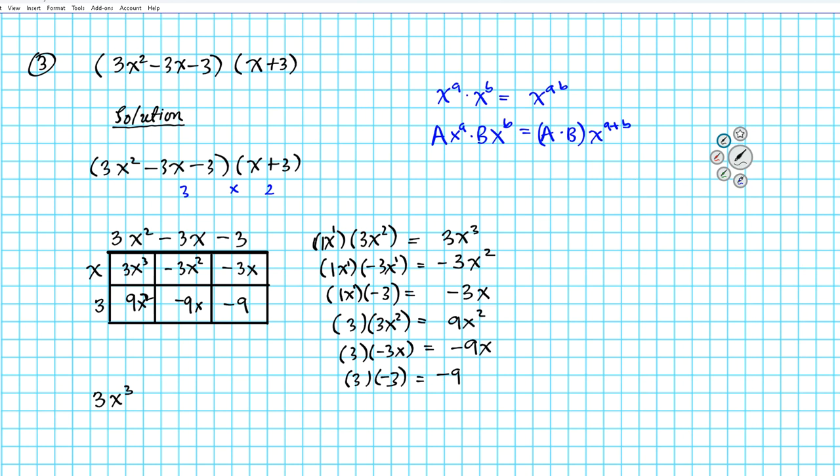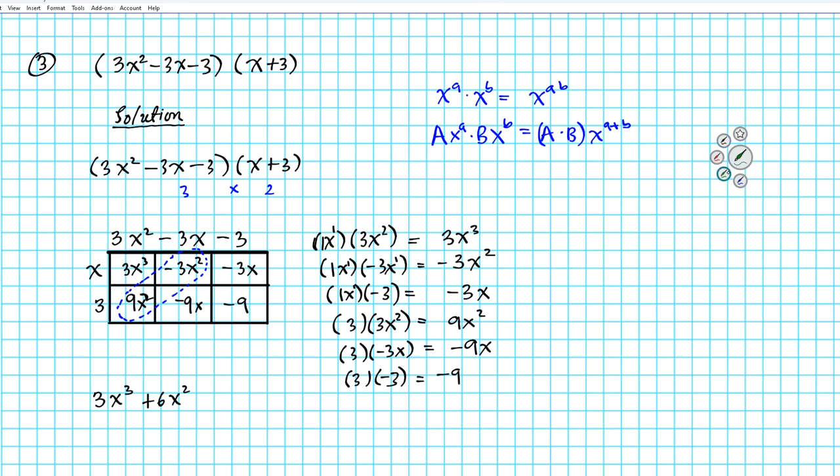Let's move on to the second degree terms, or the quadratic terms. See this diagonal right here? These 2 terms are like terms, so we're going to combine them. You just combine the coefficients, add or subtract, and then you bring down the variables. So 9 minus 3 is 6, so we have plus 6x squared.